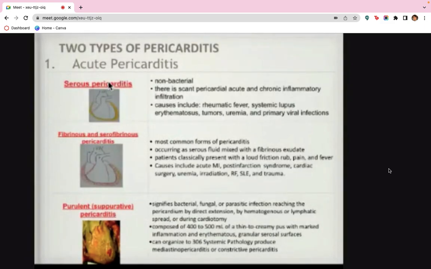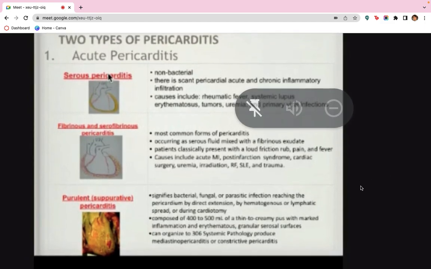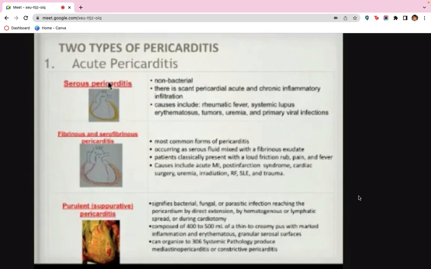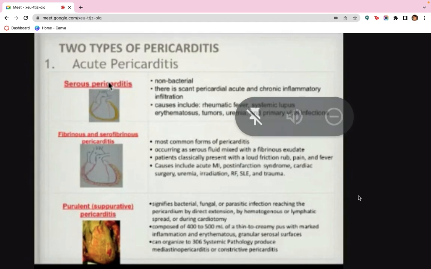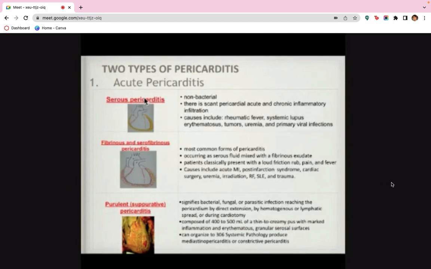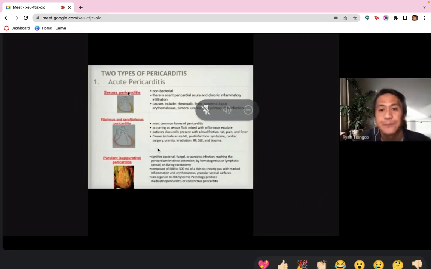We have your acute pericarditis. Under acute pericarditis, we have your serous, your fibrinous, and your purulent or suppurative types of pericarditis. When we say serous, it is medyo liquid, watery-like yung area. Kapag fibrinoid, meron tayong mga fibrous tissue. Kapag purulent, meron na tayong tinatawag na pus-like structure. So, purulent or suppurative, medyo meron nang nana dun sa area.